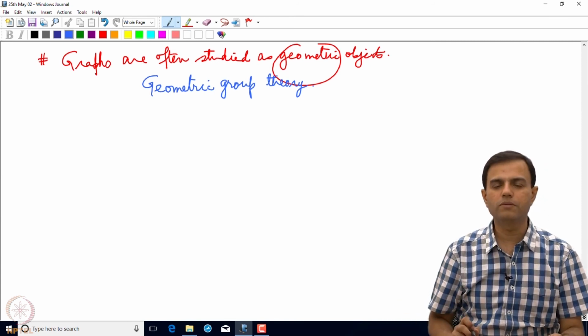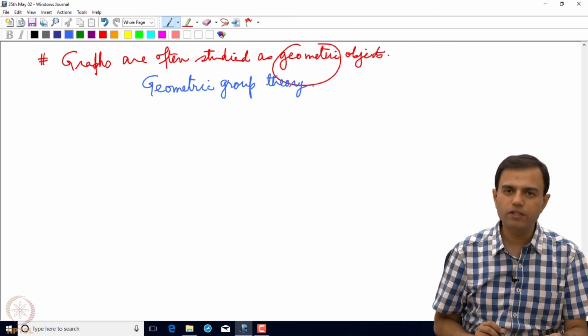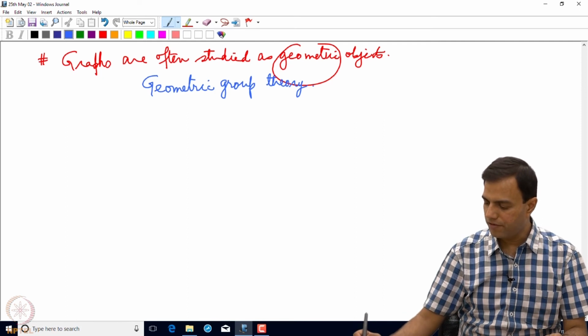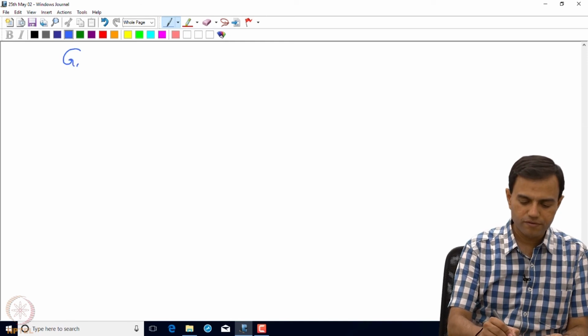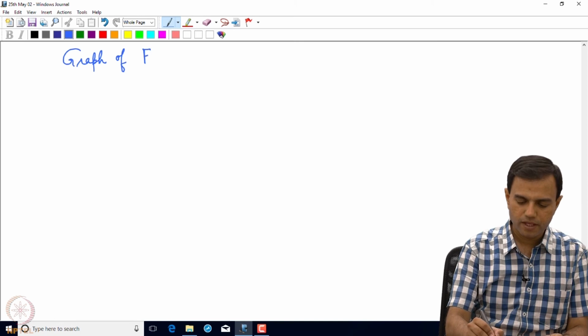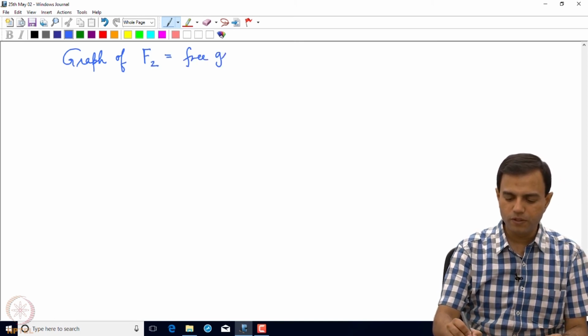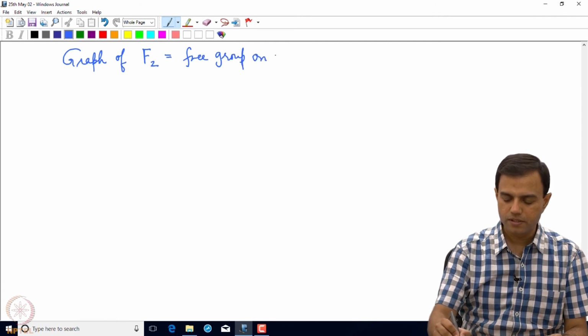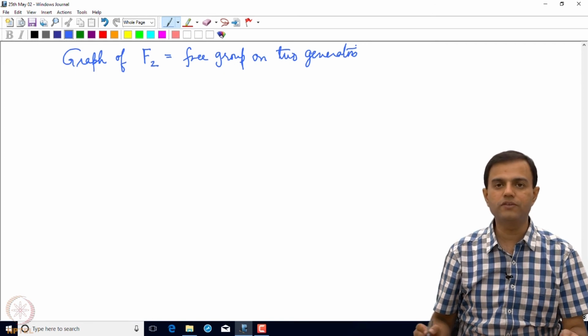But we are not going to talk about geometric group theory in these lectures. Let's see one more interesting graph in this discussion, which is a graph of F2. What is F2? Free group on two generators. Do you remember free groups on two generators or n generators?